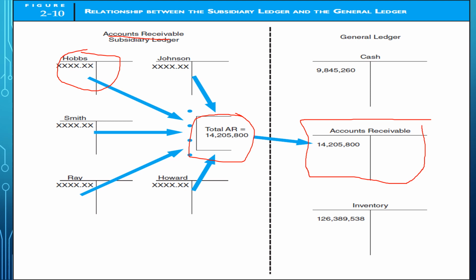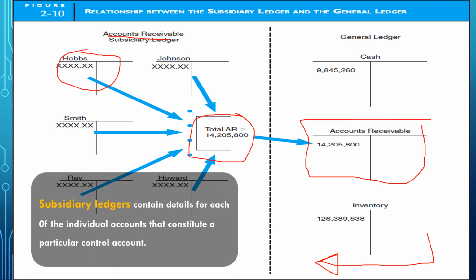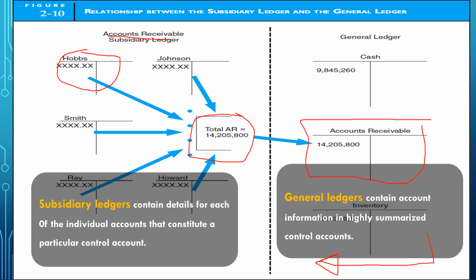And those will be derived, if you recall the accounting cycle, and sent to the trial balance statement. Okay, so subsidiary ledgers contain details for each of the individual accounts that constitute the particular control accounts, and then the general ledger contains account information in highly summarized control accounts.